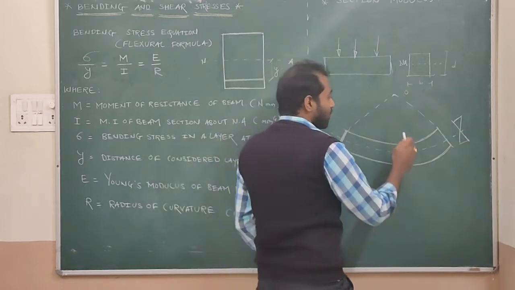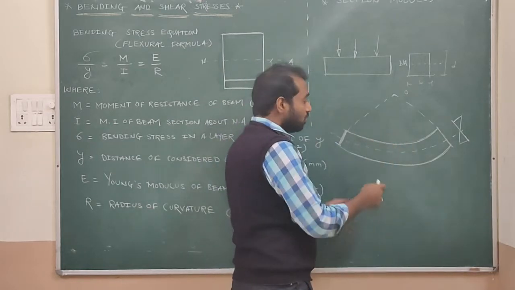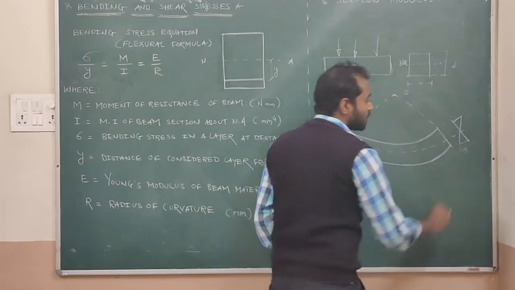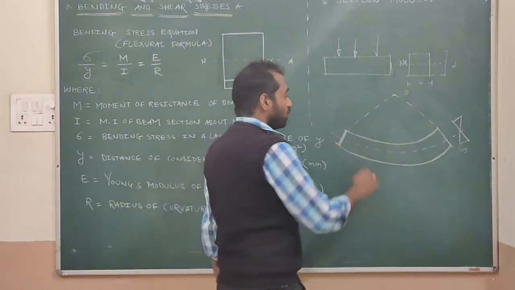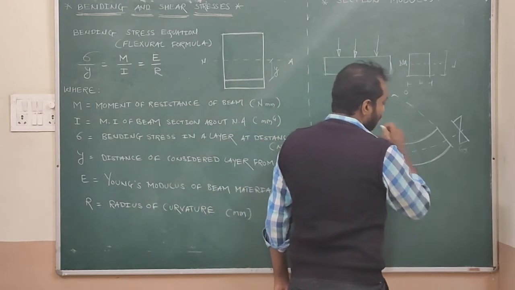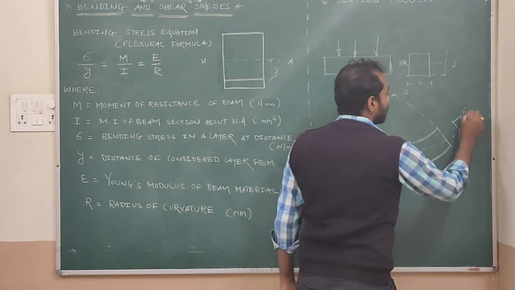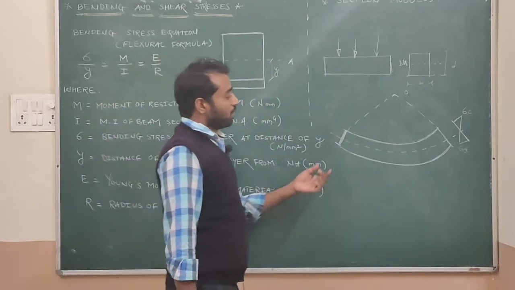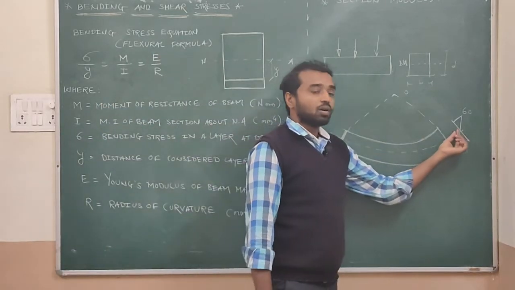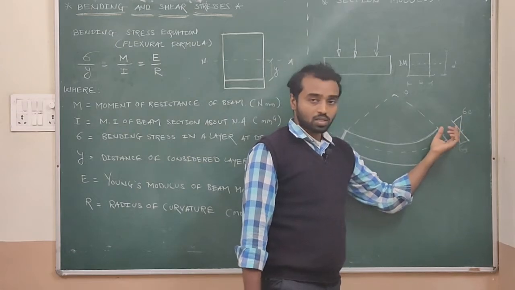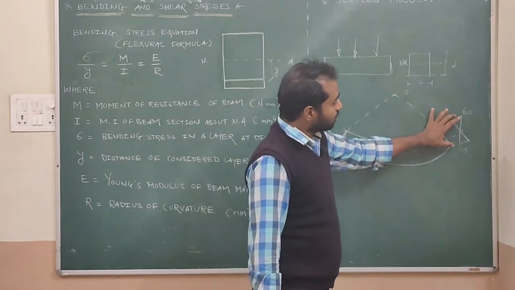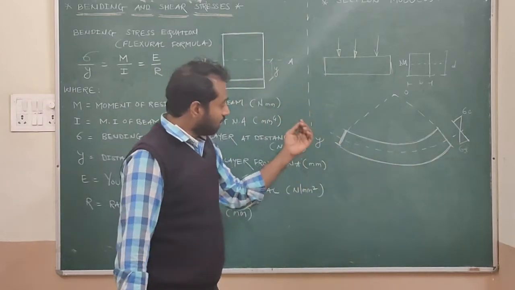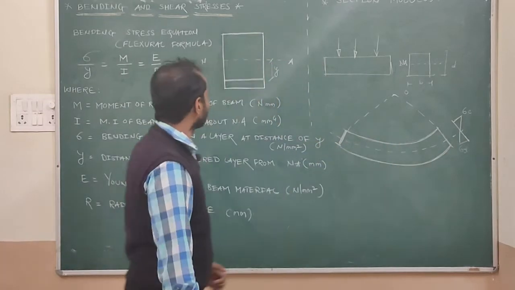For this beam, definitely on the bottom there will be the tensile stresses, which are sigma t, and on the uppermost layer of this beam there are compressive stresses, which is sigma c. Somewhere in the neutral axis I have considered, there are no stresses. So sigma is the stresses produced due to bending in this particular member.